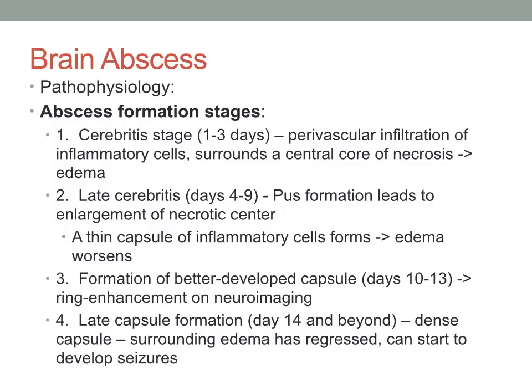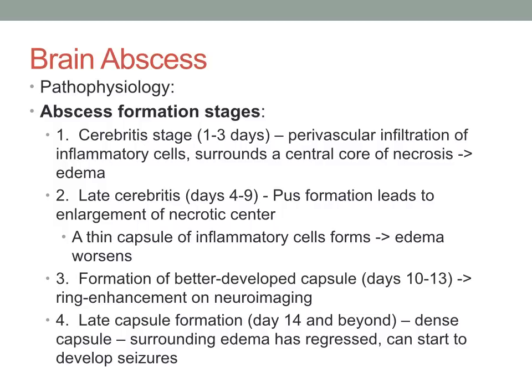Now you move from there to late cerebritis. And here you start to get pus formation from those white blood cells breaking down. So pus formation leads to an enlargement of the necrotic center because that tissue's been killed off. And you get a thin capsule of inflammatory cells that come around the pocket of pus, and your edema begins to worsen.